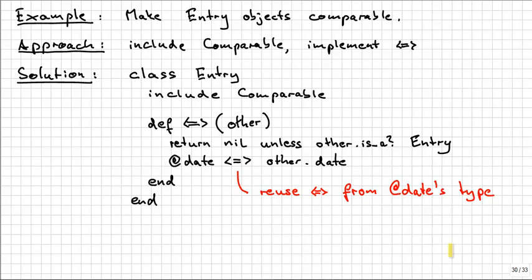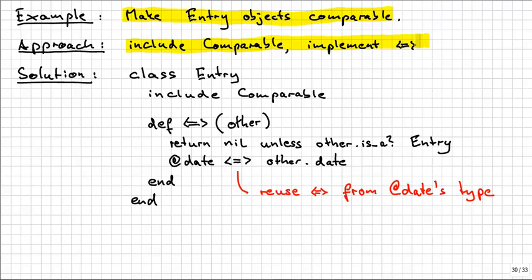So in a concrete example, let's make the entry objects comparable. To that end, we mix in the Comparable module and implement the comparison operator. And for simplicity, we will deem two entries equal if their dates are equal. So the dates at which they were created, if they are equal, then we will consider the two entries equal.